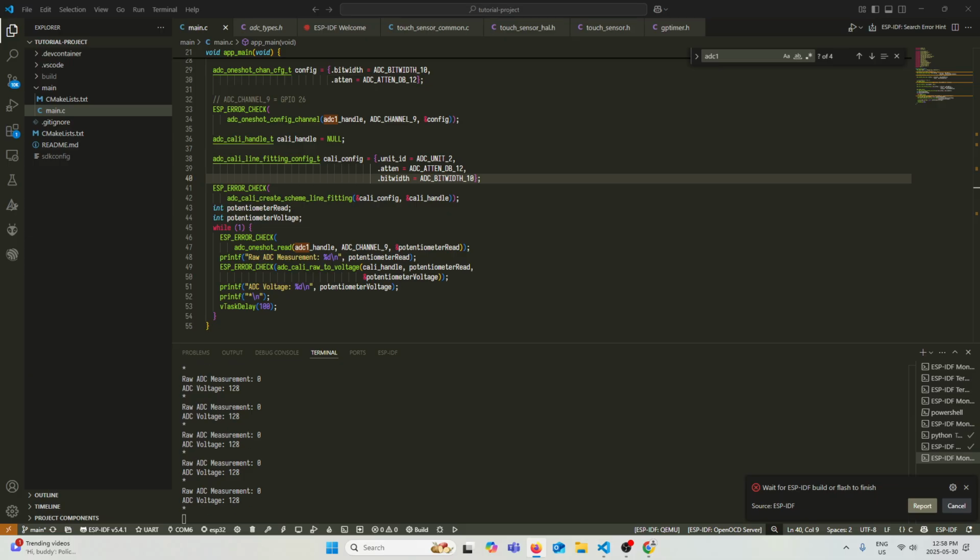Ah, okay, so continuous mode is more like an audio application, right? You sample it at a certain rate. Okay, audio. Let me read the documentation for the continuous ADC mode.